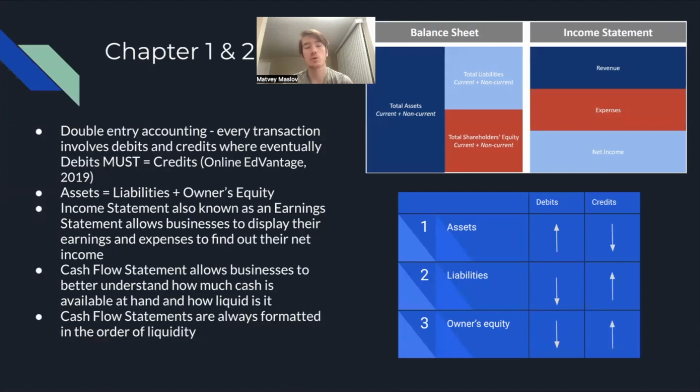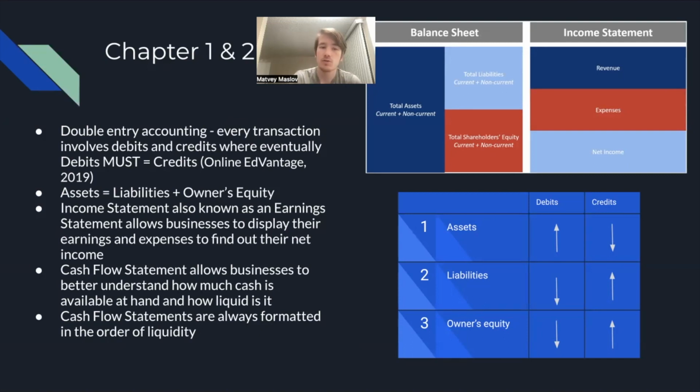Taking a look at what we learned from chapters 1 and 2, it is very important to know double entry accounting, where every transaction involves debits and credits, where eventually debits must always equal credits. And it can be denoted using the formula: assets equals liabilities plus owner's equity.